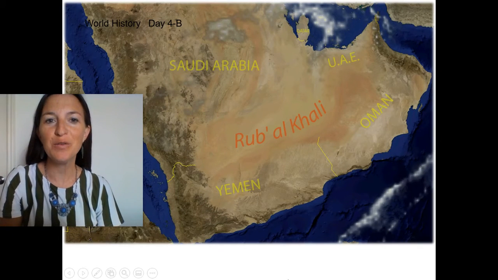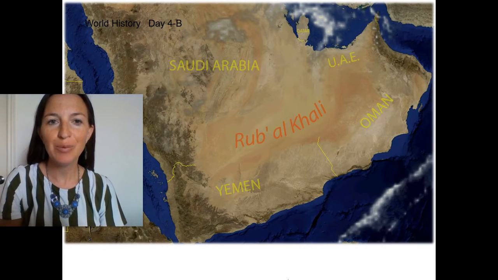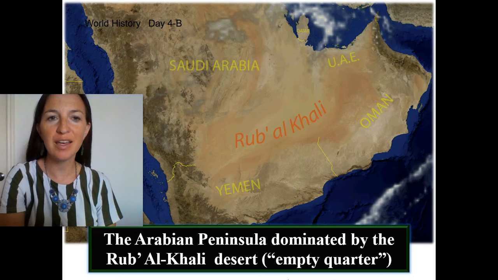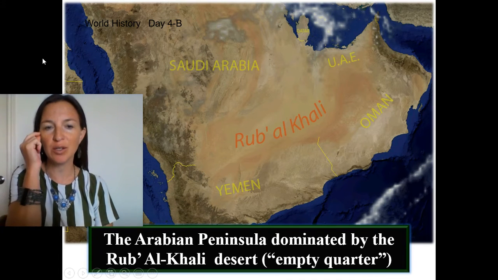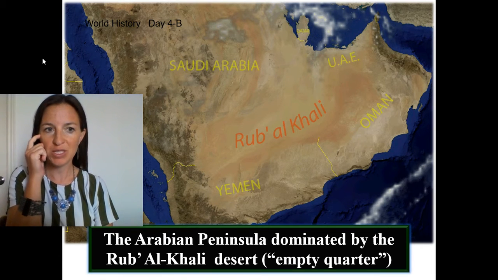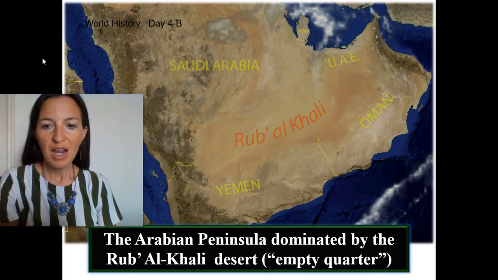This is World History Day 4. This is 4B, and we're talking about this barren land that is in Mesopotamia in the Saudi Arabia region, specifically there in the Middle East.